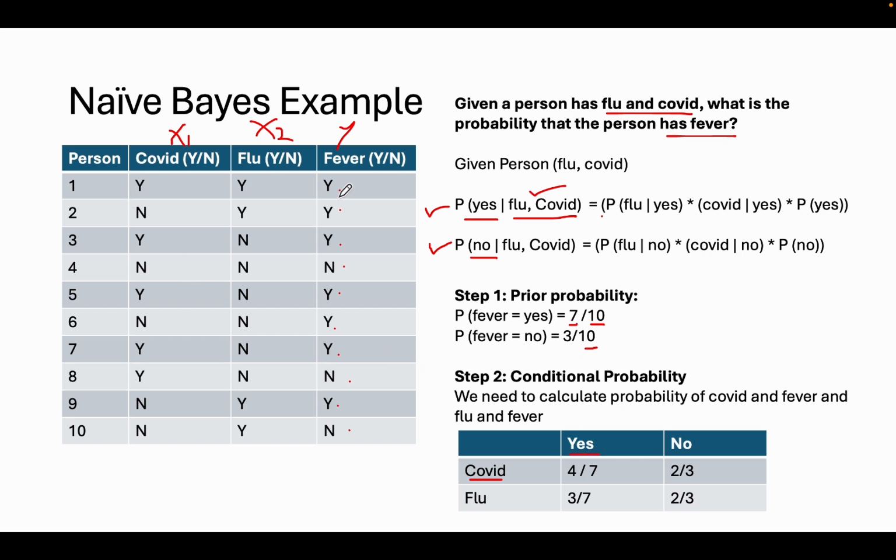So the person already has fever, and he already has COVID. 1, he has fever and COVID. 2, he has fever and COVID. 3, and then he has fever and COVID. 4. So the probability is 4 by 7.